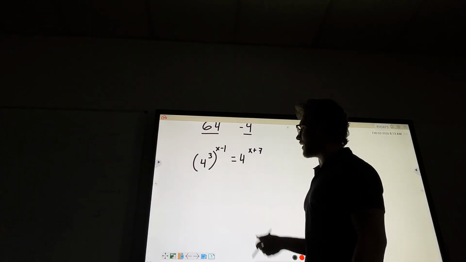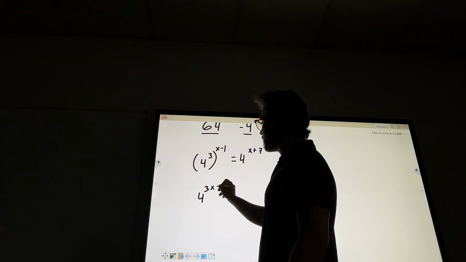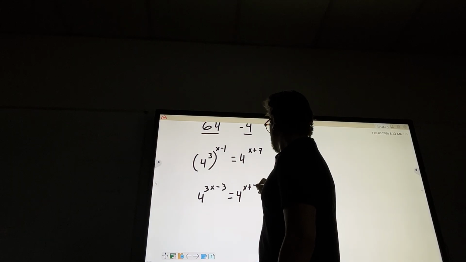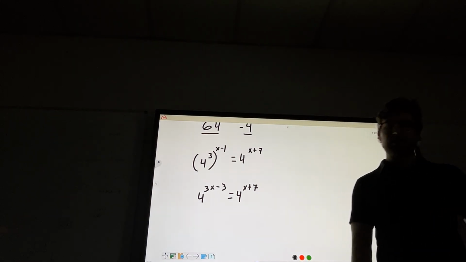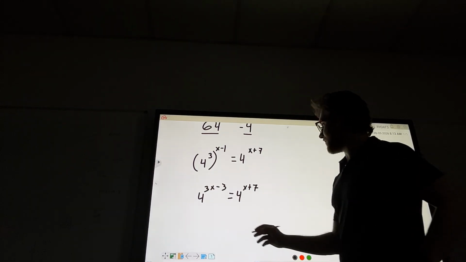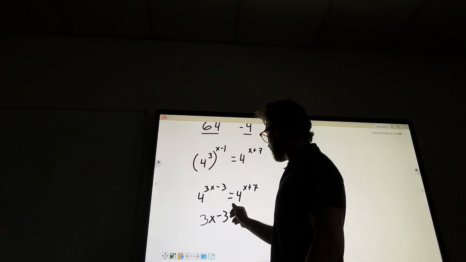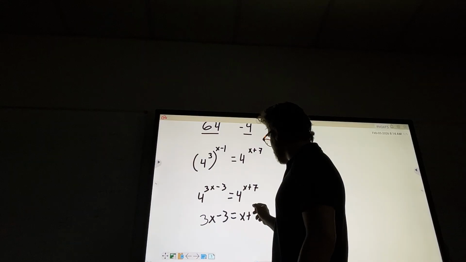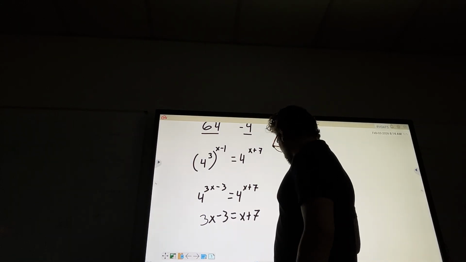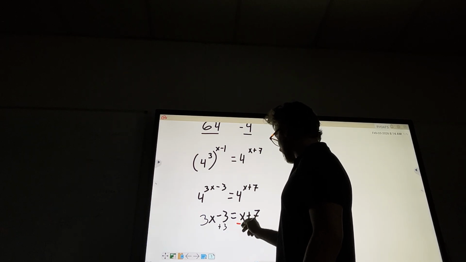When we have an exponent to an exponent, we will multiply. We have 4 to the power of 3x minus 3 equals 4 to the power of x plus 7. Now we can stop worrying about our base numbers. This question has now become 3x minus 3 equals x plus 7. We will add our 3 to both sides and subtract this x.